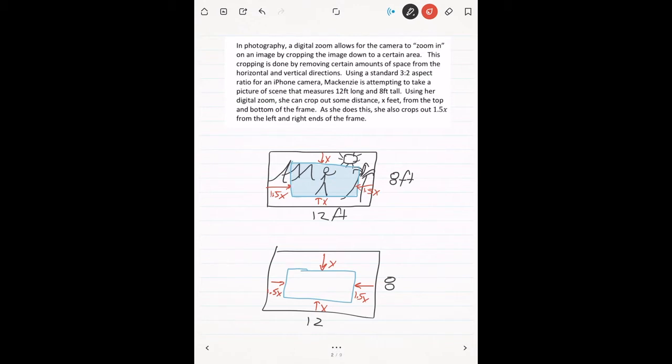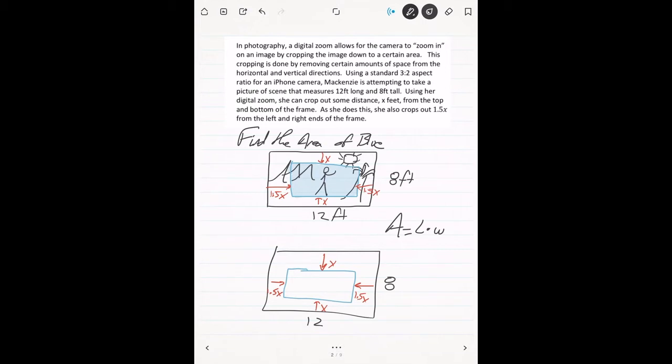What we need to do for this problem is find the area of the blue zoomed in space. We need to find how much area is right here. So remember, area of a rectangle. How do we find that? How do we find area? Area is equal to the length times the width of the rectangle.